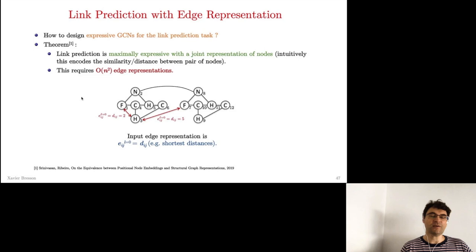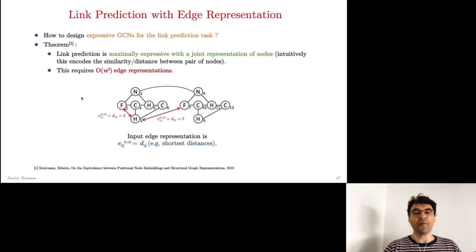Okay, so how do you make an expressive GCN for the link prediction task? It was proposed by Ribeiro and Srinivasan. Basically, if you want to be maximally expressive, you need to have a joint representation of nodes. And the joint representation is going to encode the distances between nodes. The thing is that it will require n square edge representation. For example, let's say the edge representation is the shortest path distance on the graph. So the distance between this atom and this atom is going to be 1, 2. It's going to be 2. But the distance between this atom and this atom is going to be 1, 2, 3, 4, 5. So you see that you break the symmetry by using distances between nodes.